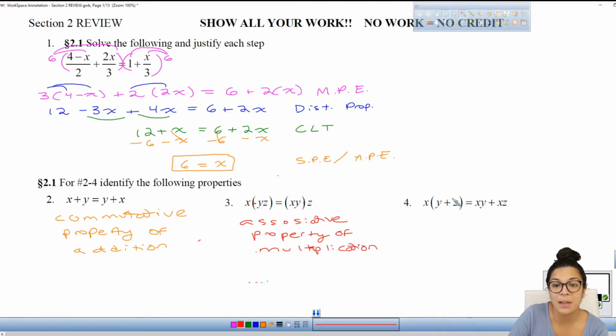Okay, and then the last one over here, you see that this was x times this quantity and then xy plus xz. So as you could see, what happened was we distributed the multiplication of the x to all of the things that were inside. So that would be the distributive property.